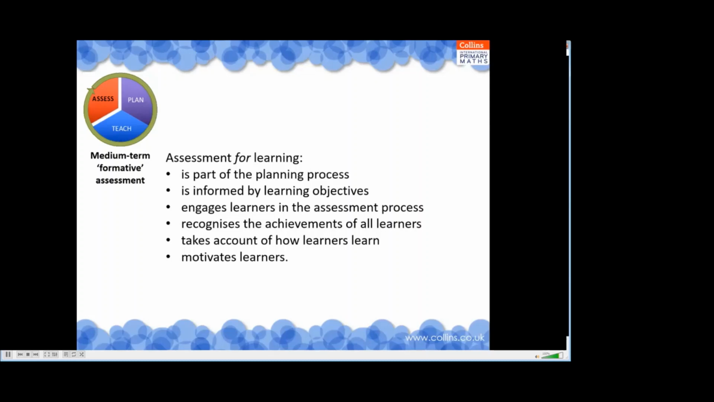Assessment for learning is the term generally used to describe the conceptual approach to both short-term ongoing assessment and medium-term formative assessment. Assessment for learning involves learners and teachers discovering the specific strengths and weaknesses of individual learners and the class as a whole, and using this to inform future teaching and learning.